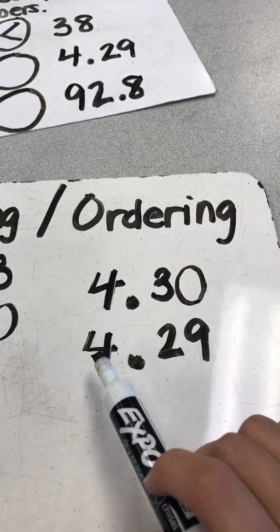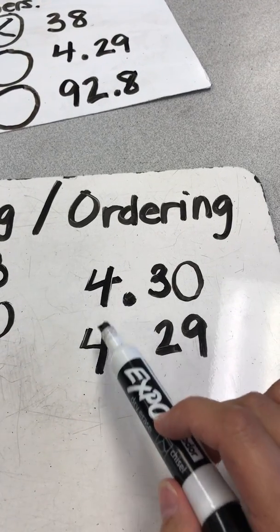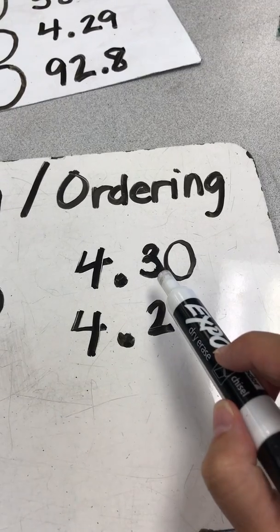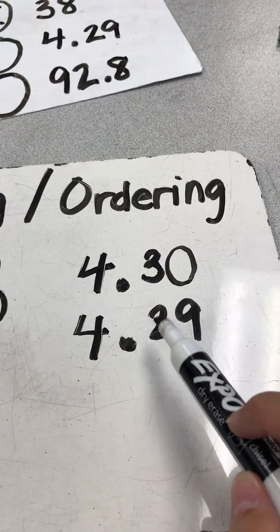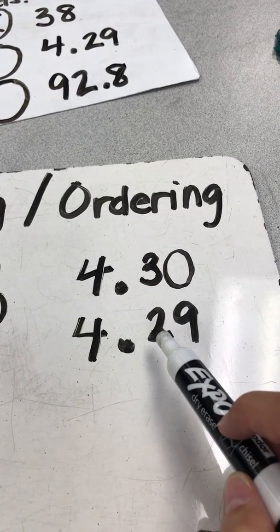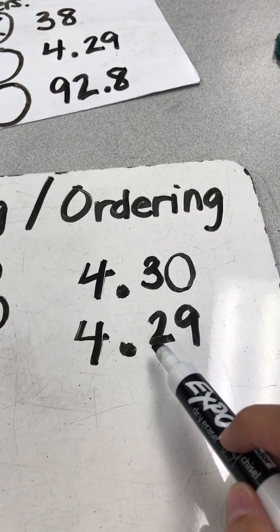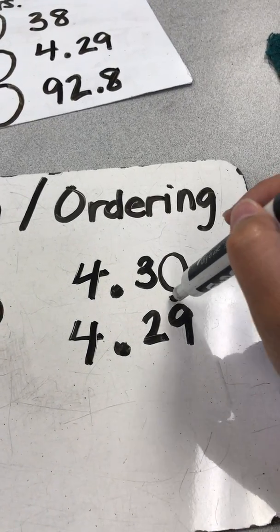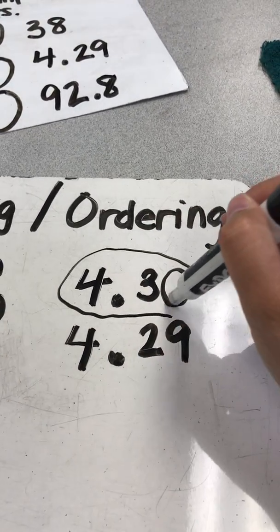We're going to start all the way on the left. So in the ones place, we have a 4 in both numbers. In the tenths place, we have a 3 and a 2. So since this is the first place value moving from the left that we have numbers that are different, this is the only place value we need to look at. My 3 is larger than my 2, so that makes this number our bigger number.